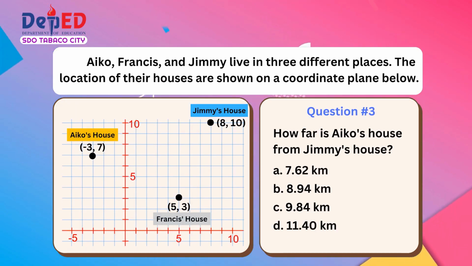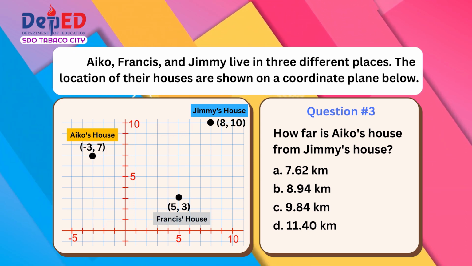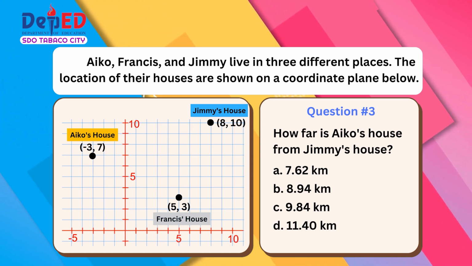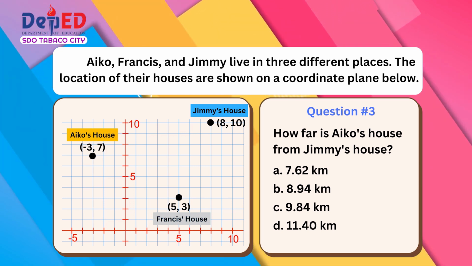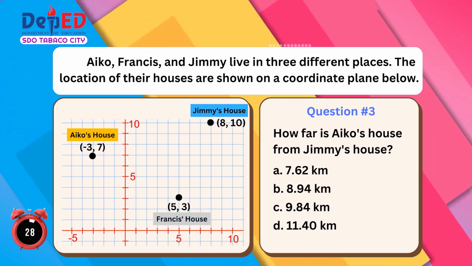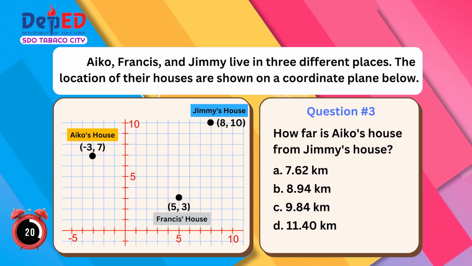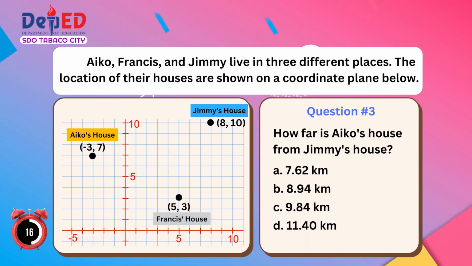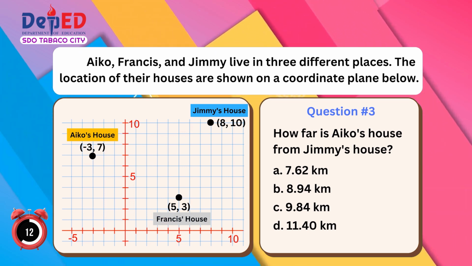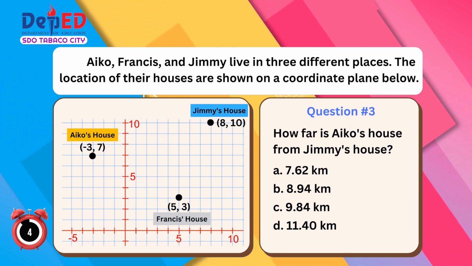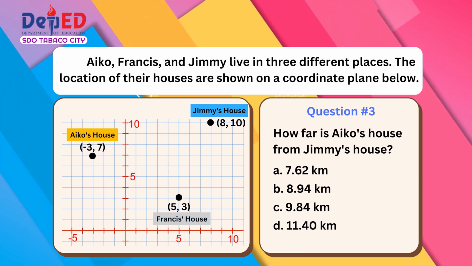Number 3. How far is Aiko's house from Jimmy's house? A. 7.62 kilometers. B. 8.94 kilometers. C. 9.84 kilometers. D. 11.40 kilometers. Wow! You got the correct answer! It's D!